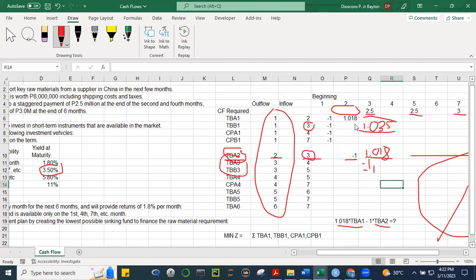Okay? So we already got our money with that. So for TBA2, it's another investment. Okay? Is that clear, class?